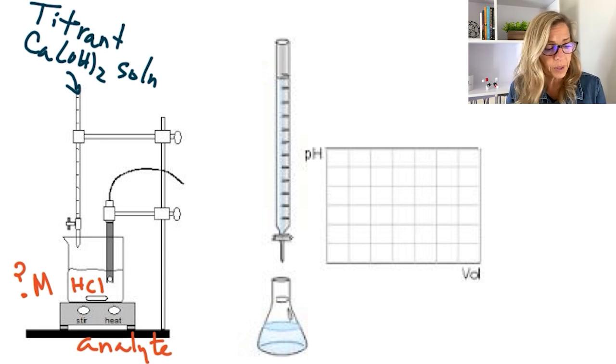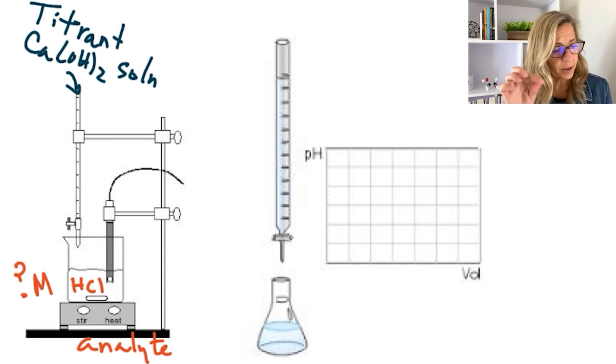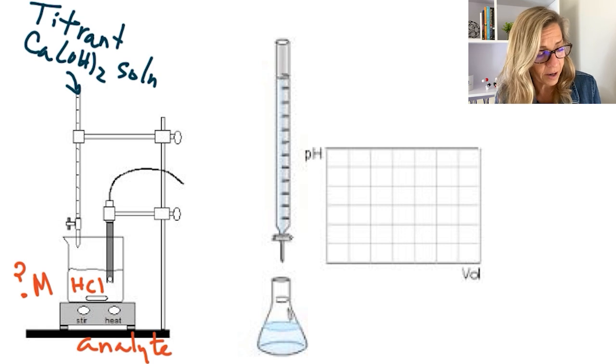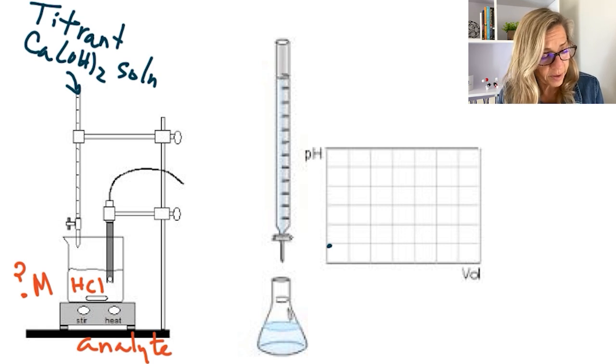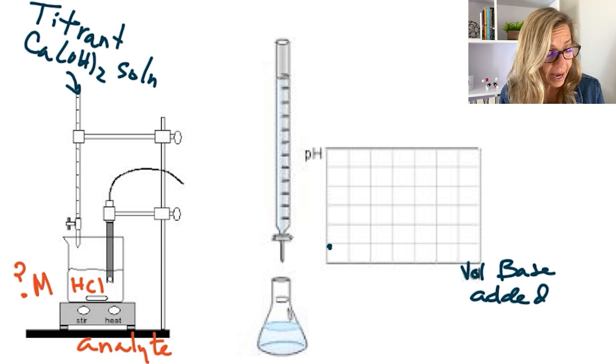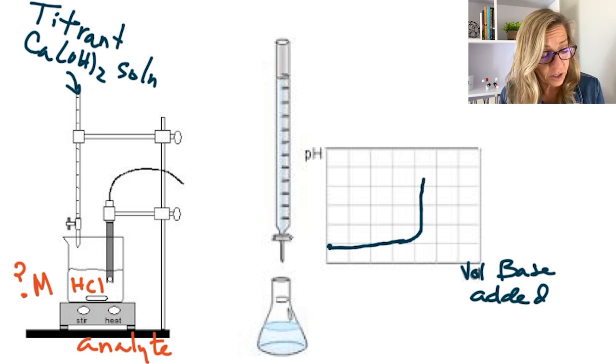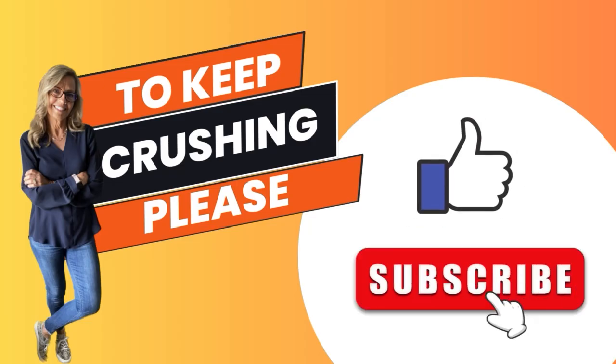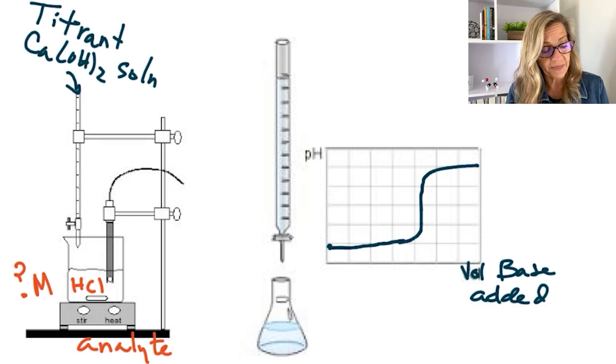I'm going to use some stoichiometry. I'm going to drop a little bit of volume at a time in there. And what's going to happen? Well, we start with a low pH because we have a strong acid, right? And this on the x-axis is the volume of base added. And so as I continue to add, the pH is going to go up, up, up, up slowly, and all of a sudden it's going to shoot straight up and then level out. Okay, and that is what a titration curve looks like.